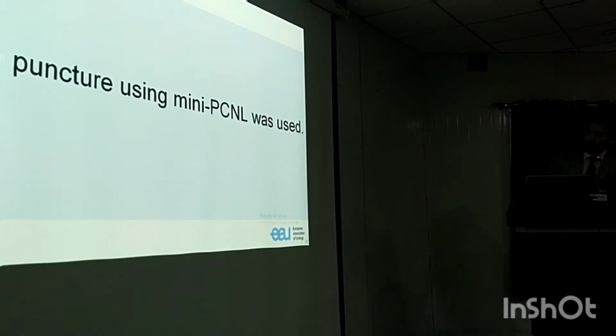So upper pole puncture using Mini-PCNL was used. There are 3 techniques which are used in PCNL, percutaneous nephrolithotomy. One is upper pole puncture, second is gradual descent technique, and third one is the bullseye technique. These are 3 types of techniques for approaching the stone while puncturing the kidney.